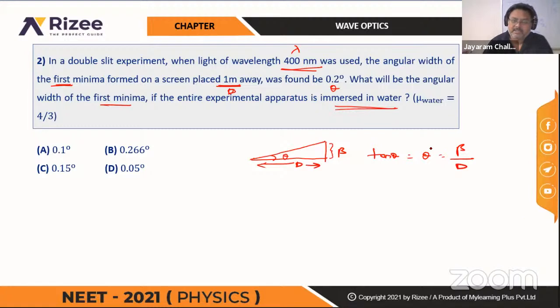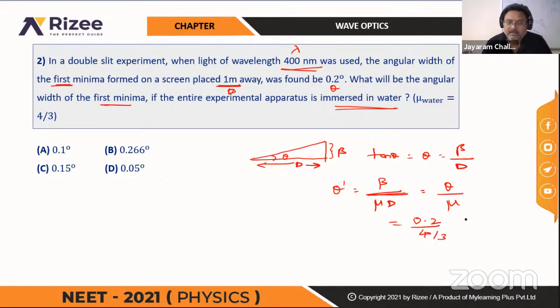So the initial value he has given is theta. Now the new value theta dash is equal to, since it is immersed in water, beta will become beta by mu into capital D, which is equal to theta divided by mu. The initial value of the angular fringe width is 0.2 degrees, divided by mu, which is 4 by 3. So this comes out to be 0.15 degrees. That is 0.6 by 4. It will be 0.15 degrees.